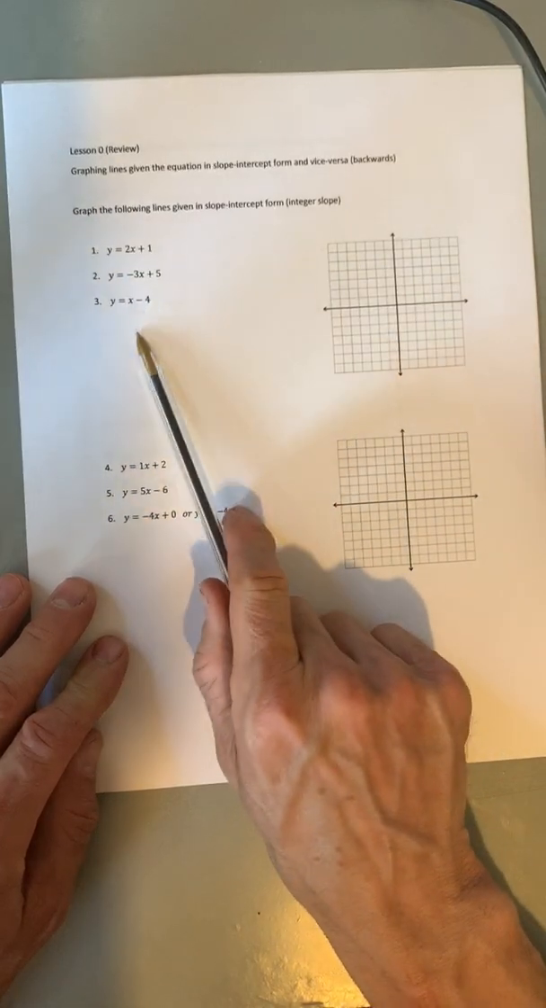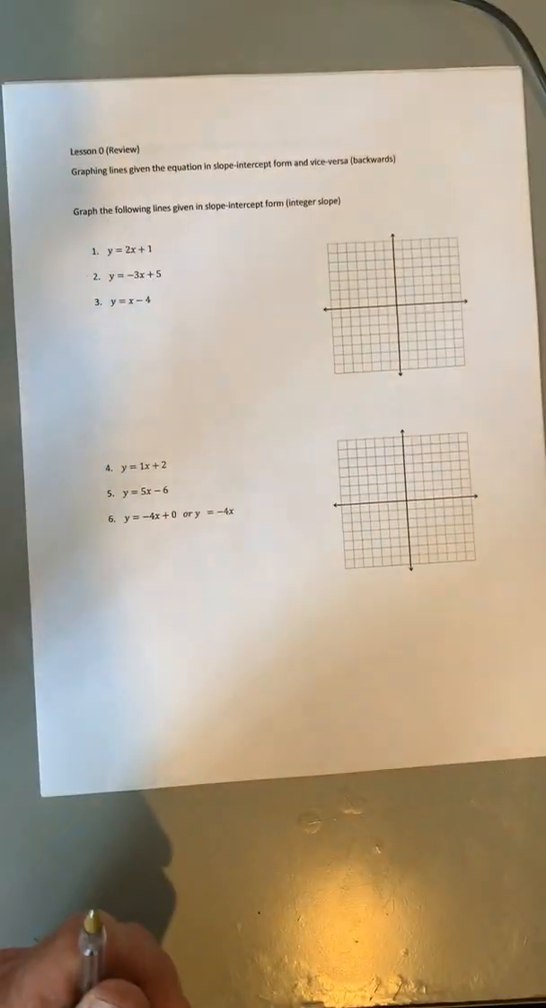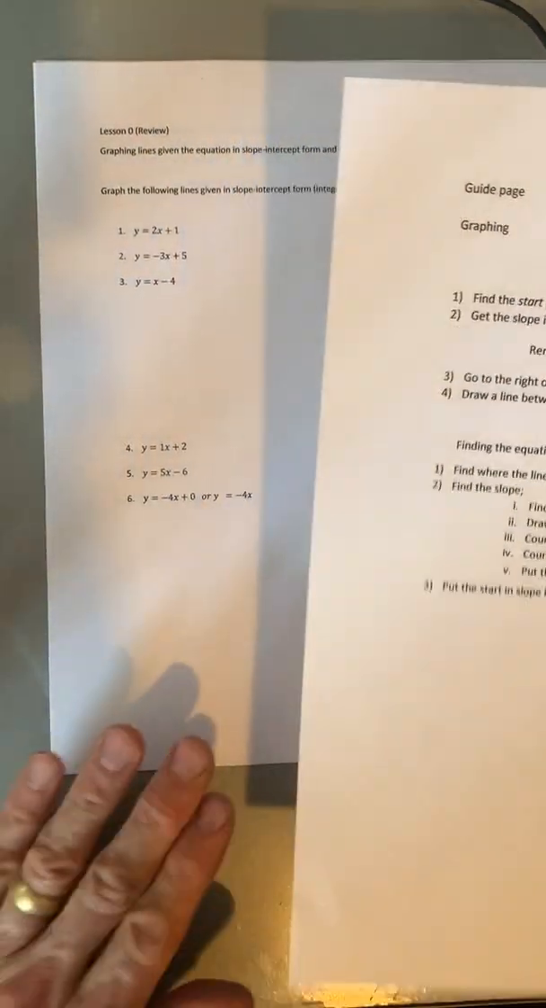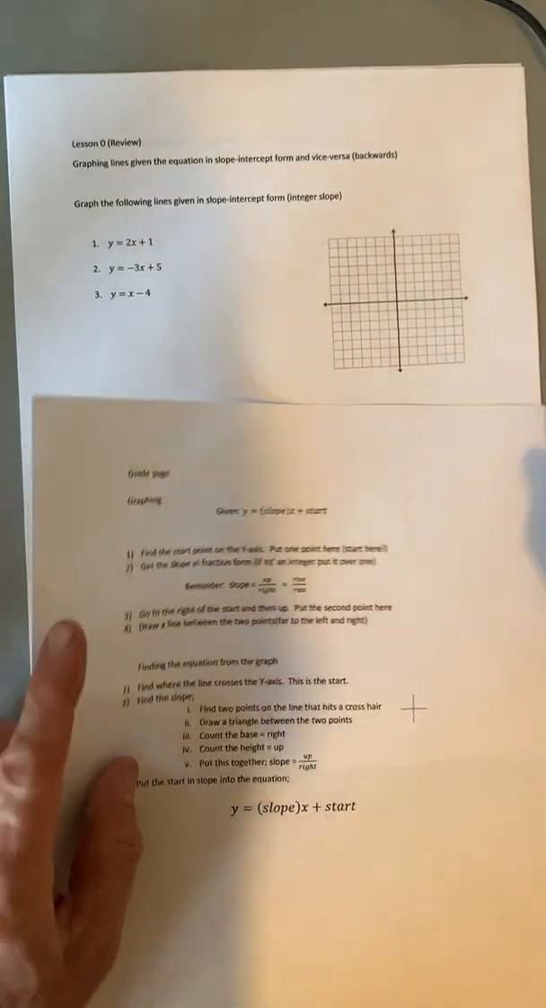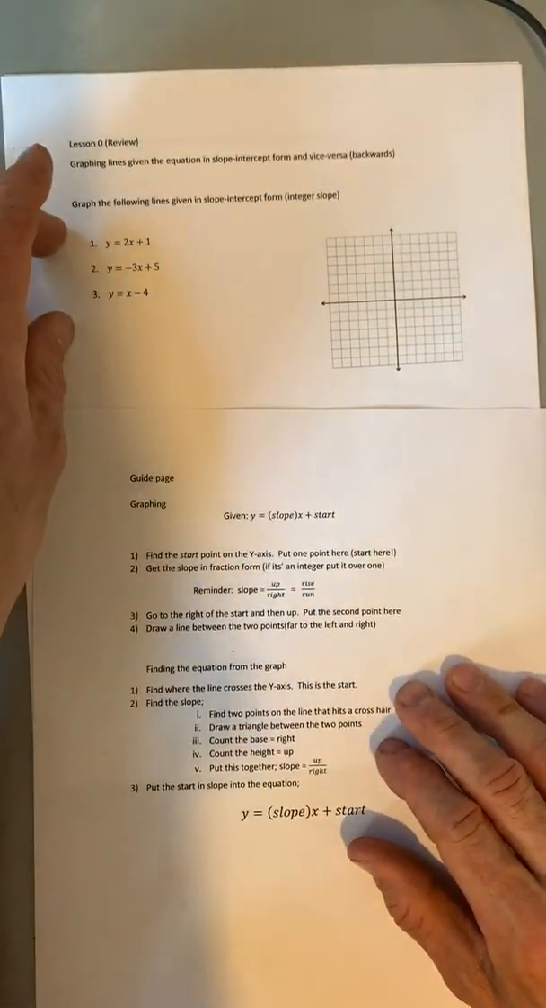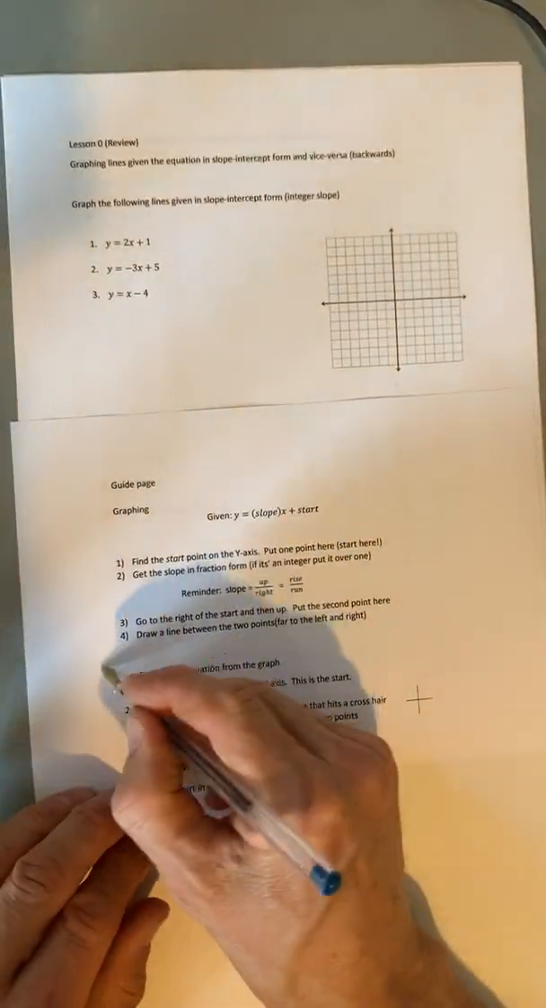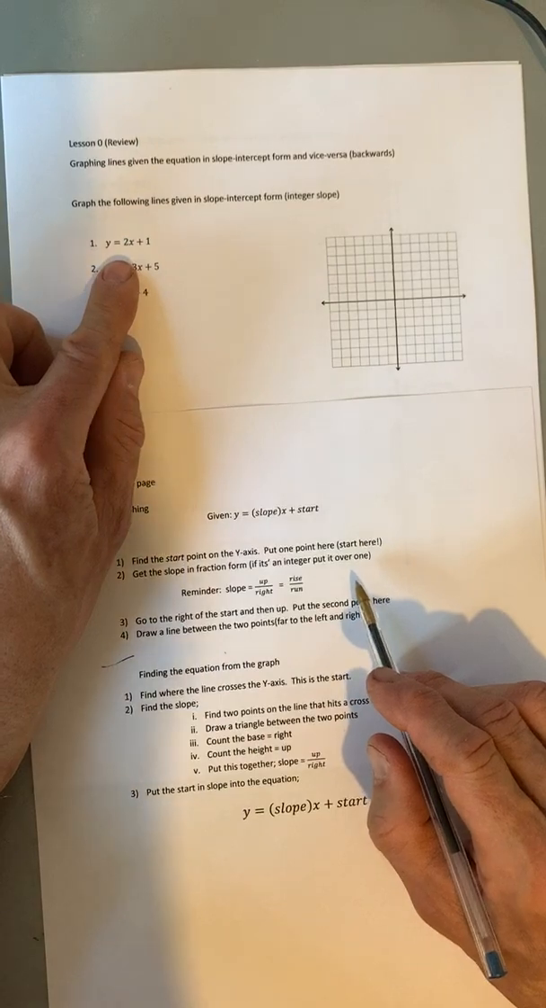So we're about to do some questions. The first set is going from equations to graphs. You'll notice I've got a ruler. On the back of your sheet of paper is the guide page. I'm always going to do the top equations. You do the bottom ones. So let's start with number 1.